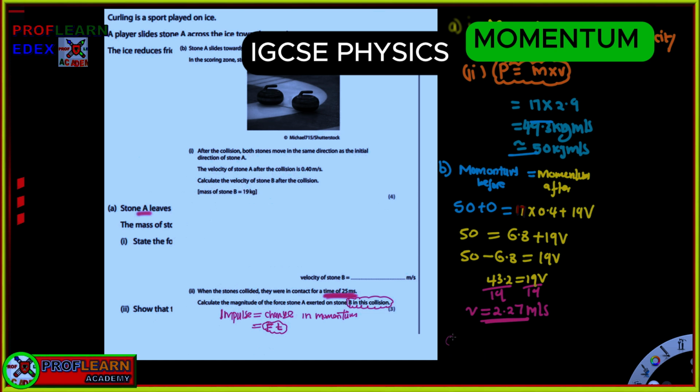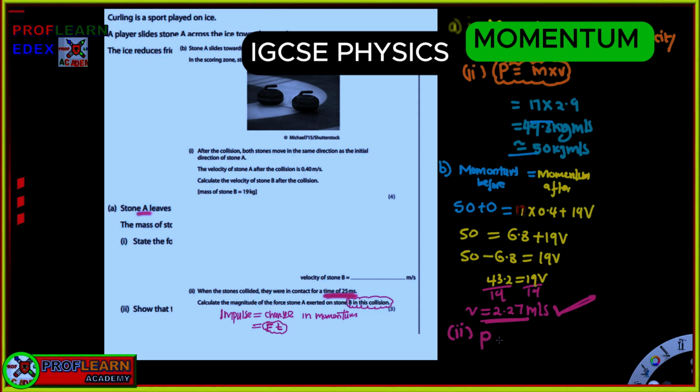We are going to say for part B, Roman 2, change in momentum. The momentum of ball B initially was 0 because initially it was at rest. After collision with A, it moved at this velocity. So we can work out its momentum after collision.